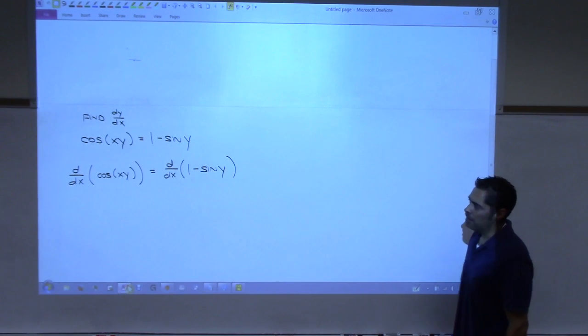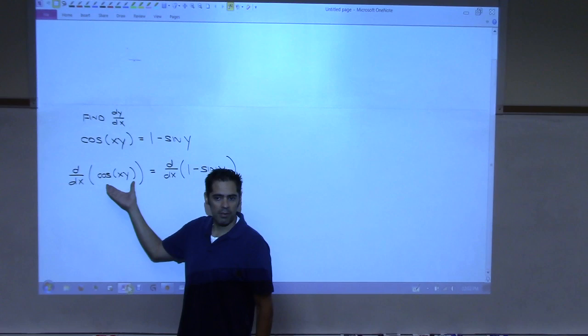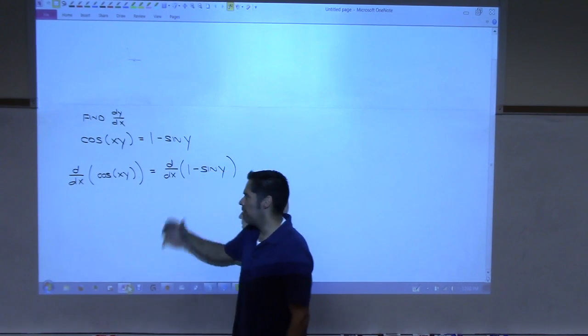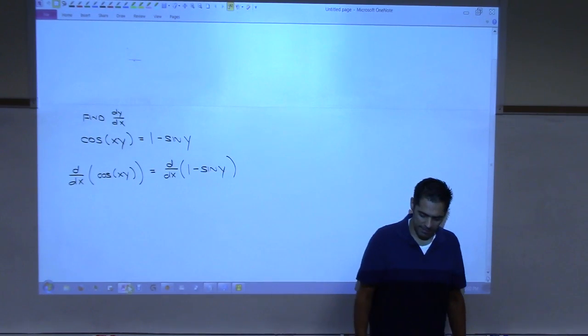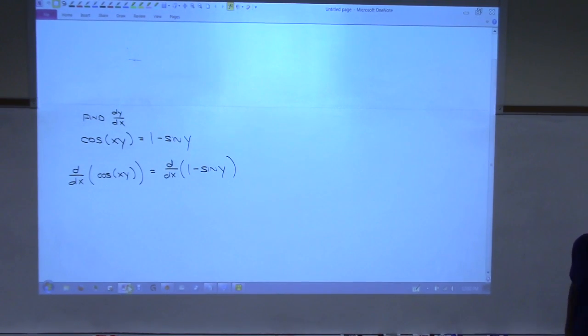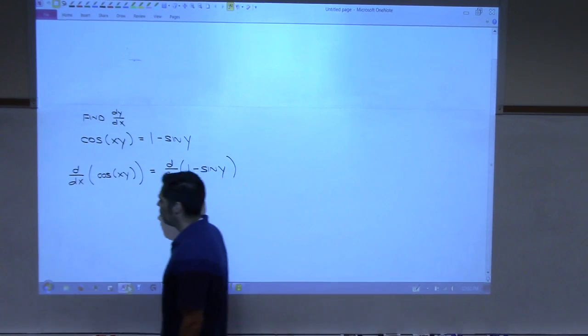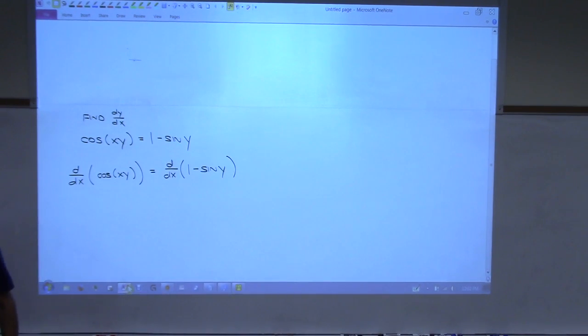On the left side, I only have one term, so I've just got to take the derivative of it. But it's taking the derivative of both x and y. What are you going to do here? This is where you have to be careful. What you see there is composition, hopefully. You have an outer layer, which is cosine. Inside that layer, you see a product. I hope you do.